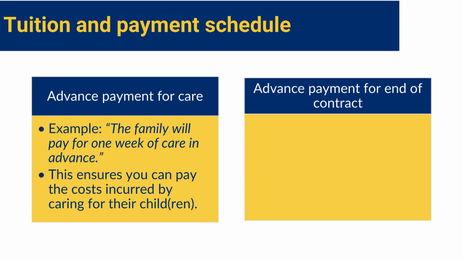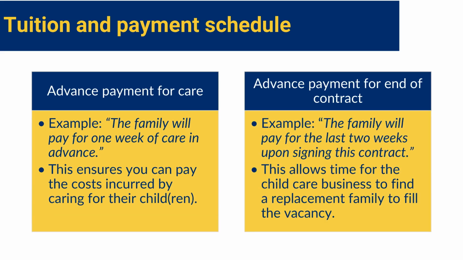The first clause refers to advance payment for care. For example, the family will pay for 1 week of care in advance. By having families pay for care in advance, they then pay for the service before it is used. This ensures you can pay the costs incurred by caring for their children. When child care businesses allow families to pay after the care is provided, the business runs the risk of not being paid for services. Establishing this practice right from the start builds the business stability.